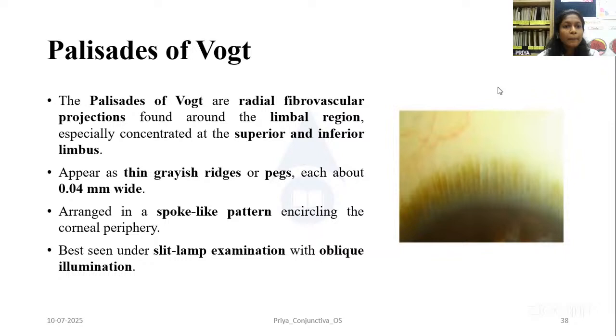Palisades of Vogt. The palisades of Vogt are radial fibrovascular projections found around the limbal region, especially concentrated at the superior and inferior limbus. They appear as thin grayish ridges, each about 0.04 mm wide, arranged in a spoke-like pattern encircling the corneal periphery. Best seen under slit-lamp examination with oblique illumination.